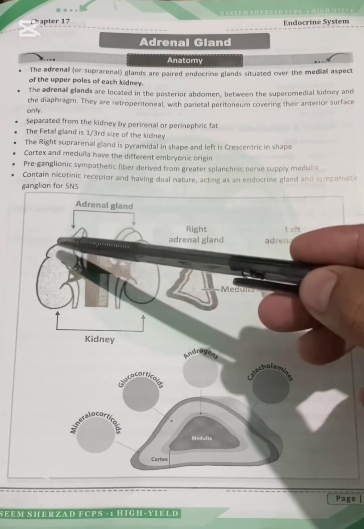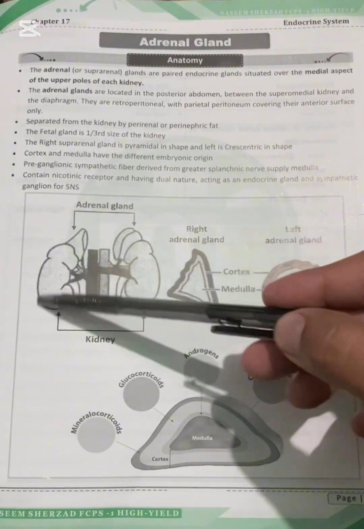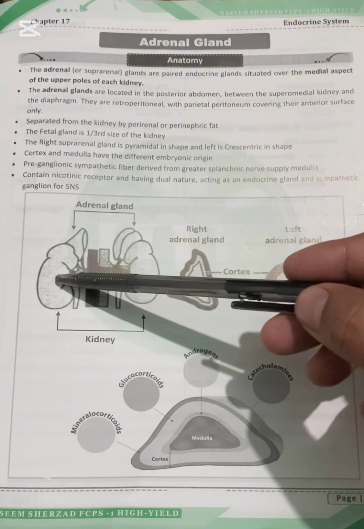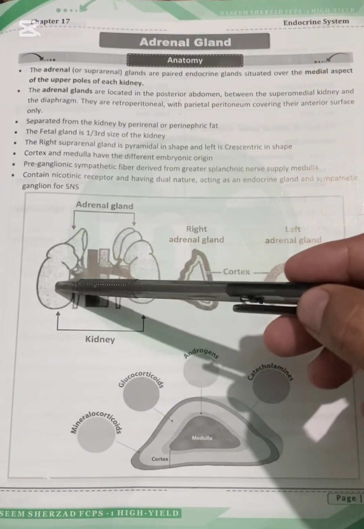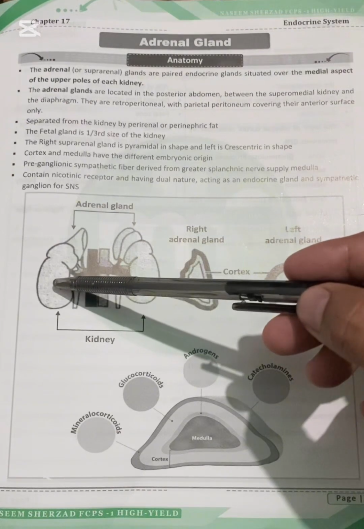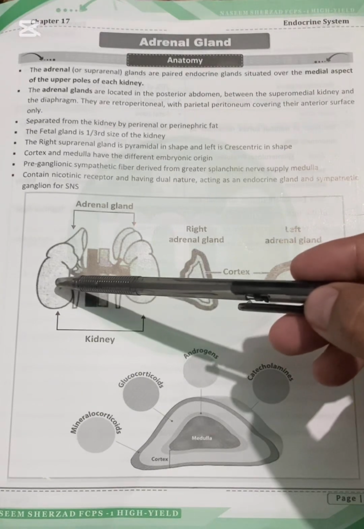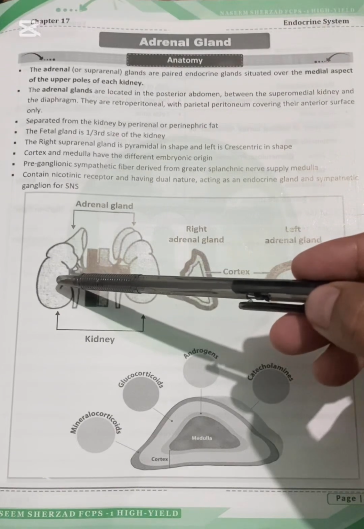Now the histological detail of this adrenal gland is important. It is divided into cortex and medulla, and both have different embryonic origin. So what is that embryonic origin? These questions should arise in your mind when you are studying. The cortex is from mesoderm, while the medulla is derived from neural crest cells.